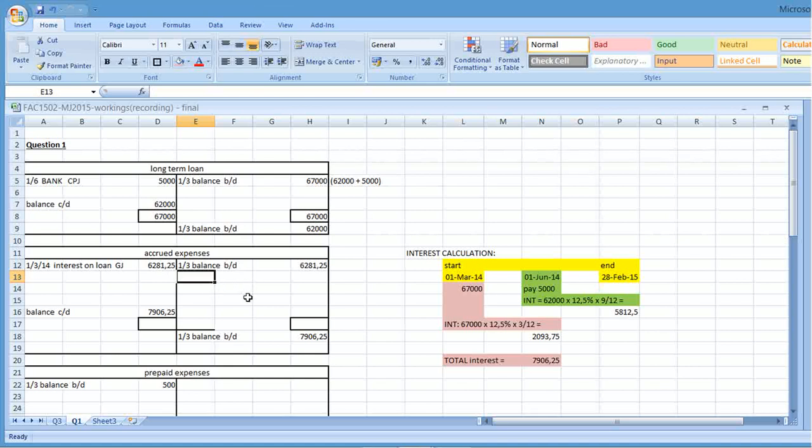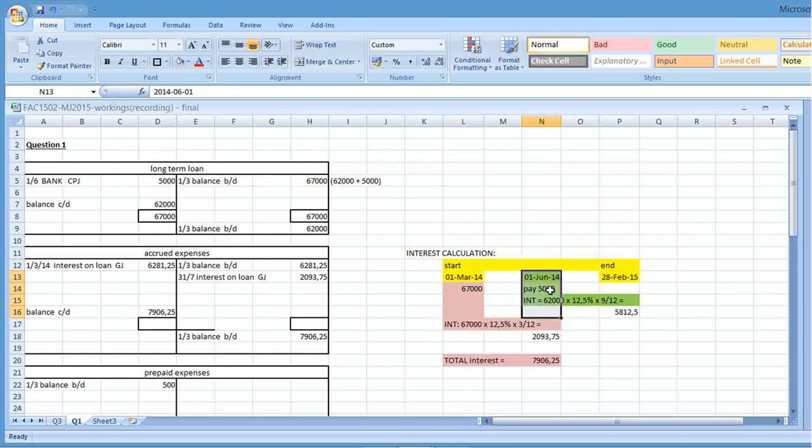So we're going to show that as 28th of, this would have been for this period, so end of July, which would have been the date that this would have accrued. So 31st of July, that would be the interest on loan, general journal, and the interest that you would provide for would be the amount that was incurred up until that point in time.